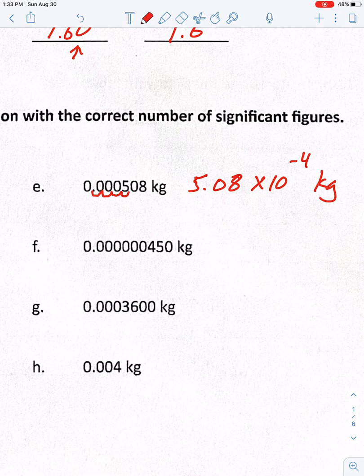So I had 1, 2, 3 significant figures. I have 1, 2, 3 and my answer is good. So start from the decimal. 1, 2, 3, 4, 5, 6, 7.